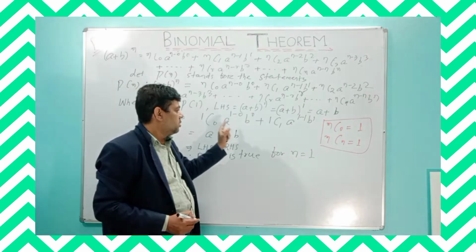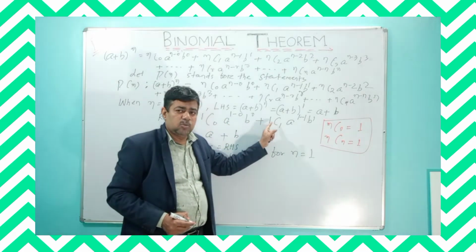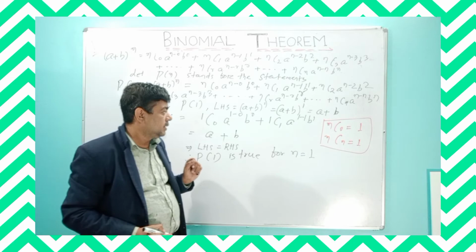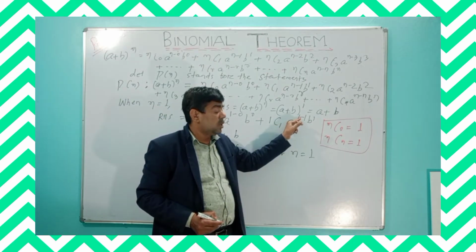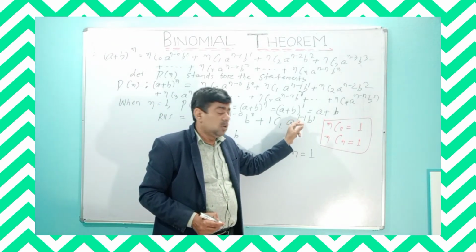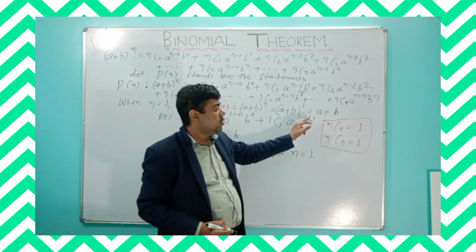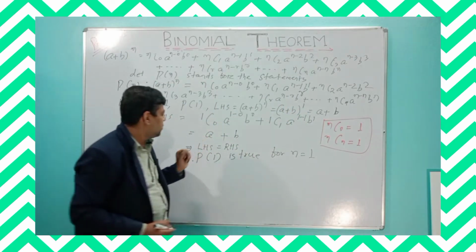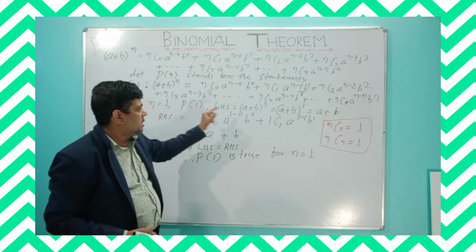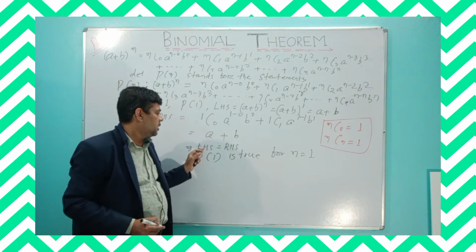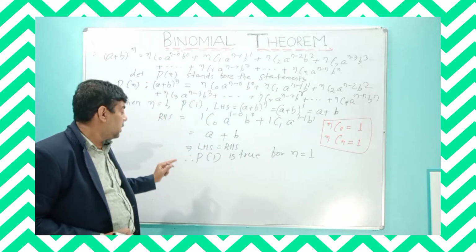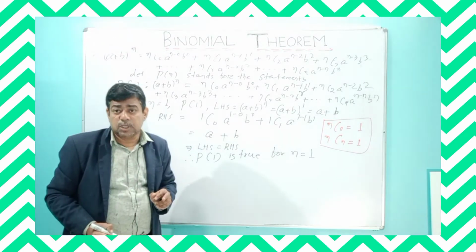Similarly, 1C1 value is always 1. Is it clear? So a to the power 1 minus 1 means a to the power 0, value 1, and here b to the power 1 is b. That's why it is a plus b. Here LHS is a plus b, RHS is a plus b. Hence LHS is equal to RHS. Thus for n is equal to 1, P1 is true for the statement.